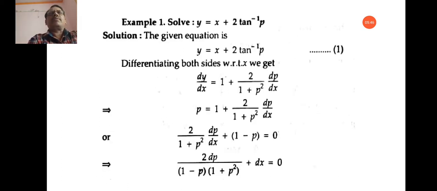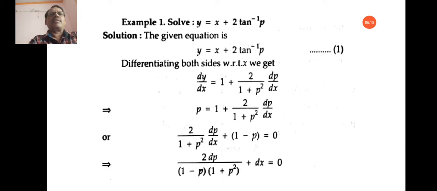For that, take one equation: solve y is equal to x plus 2 tan inverse p. This is already a soluble for y equation because we express y in terms of x and p. The given equation is y is equal to x plus 2 tan inverse p.